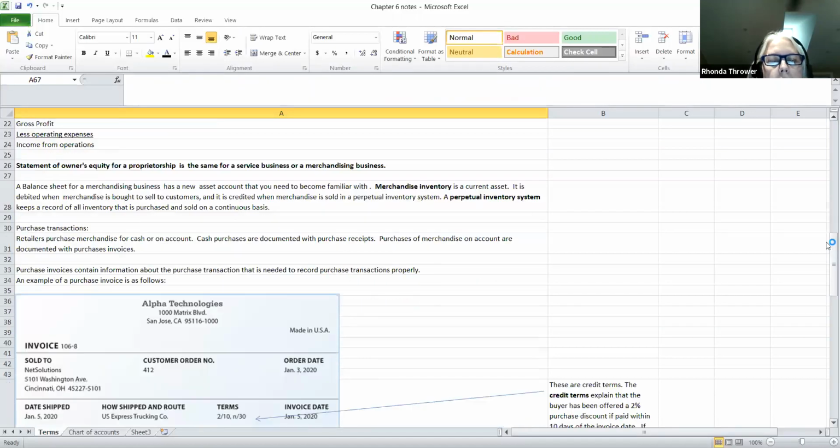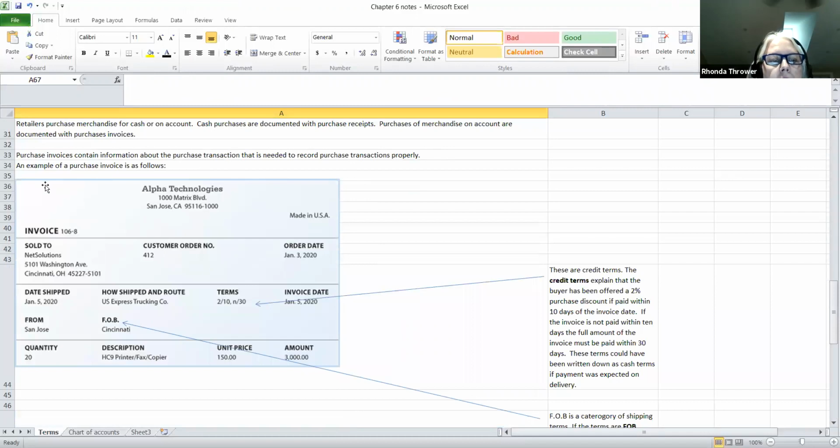And in your book, and I just copied this out of your book, is an example of a purchase invoice. This purchase invoice is from the Alpha Technologies company. We're going to be Net Solutions, so we're buying from the Alpha Technologies company. And notice that the invoice that they have sent us is numbered. All invoices usually have some type of numbering system on them, and so this one is no different, it's numbered.